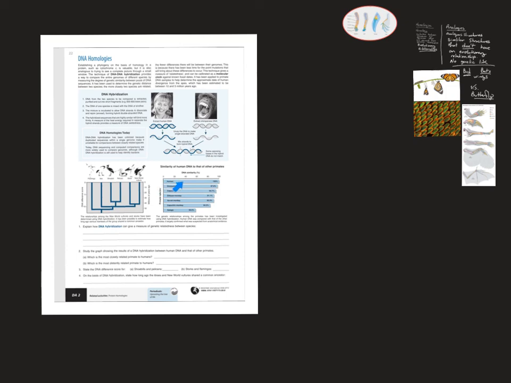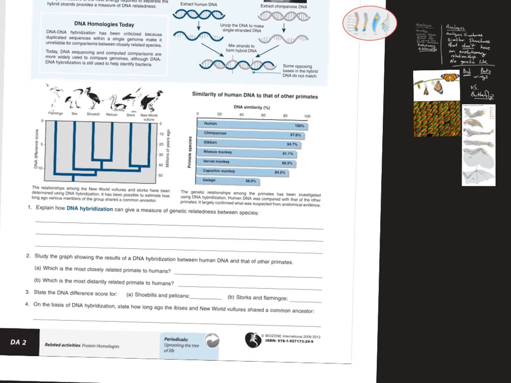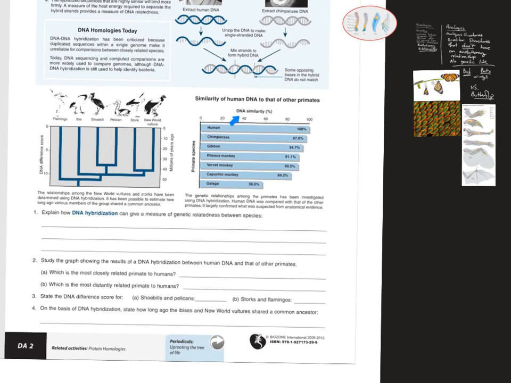When you're talking about a human, obviously humans share 100% DNA sequences. And when we say 100%, does that mean that everybody's sequence is exactly the same? No, that means that we have the same genes, they're in pretty much the same position, that kind of stuff. So chimpanzees share 97.6% DNA similarity with humans. Gibbons share 94.7%. So you can see that chimpanzees are the most closely related of the primates.